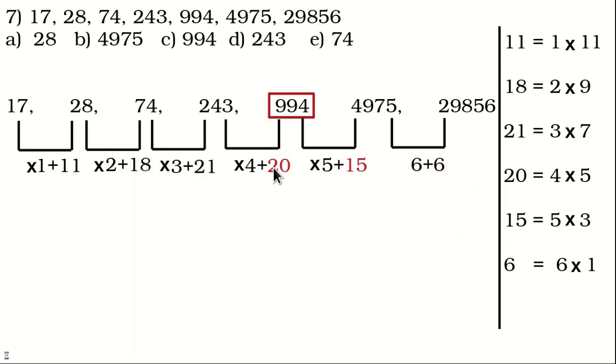So let me write it this way. 243 into 4 plus 20 gives you 992. 992 into 5 plus 15 gives you 4975. So this is the wrong number in the given series. So your answer will be option C. The next question.